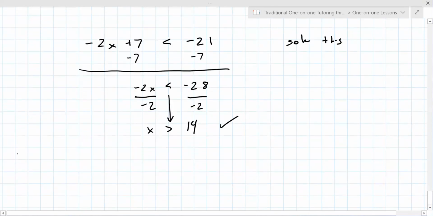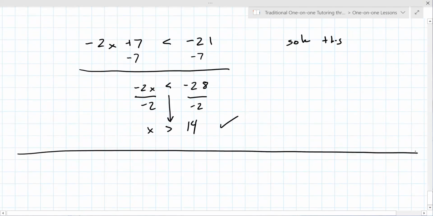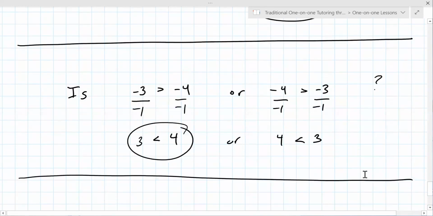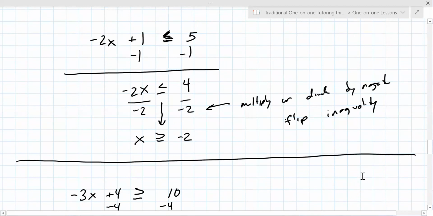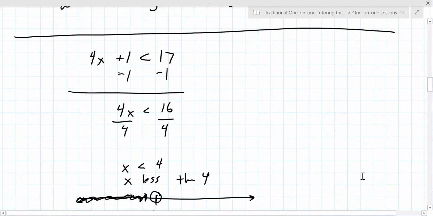Do you want to do one more like this, or do you want us to stop here? I think we're gonna stop here. Do you feel like you understand this better than when we started? Let me just write these down. I'm going to send you the notes. You can send me the notes.